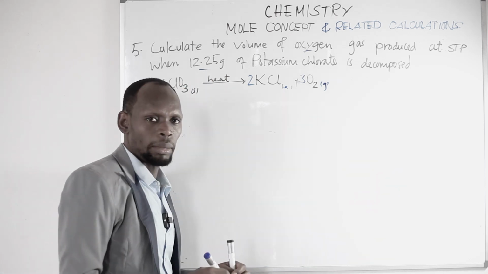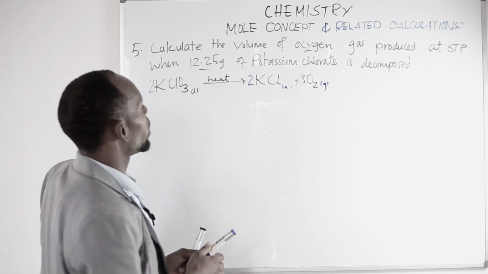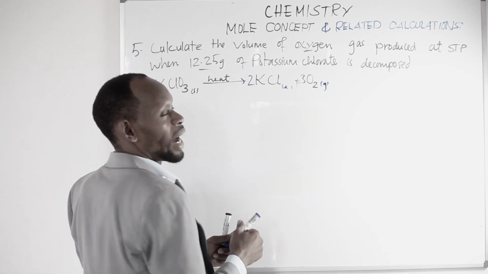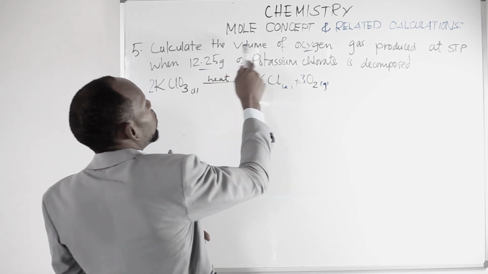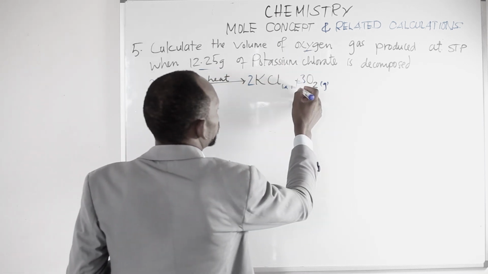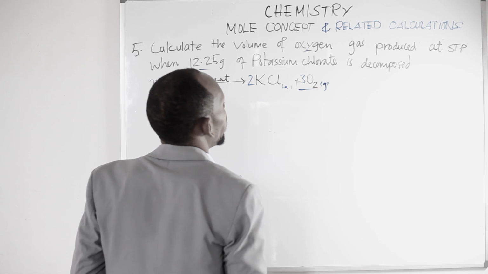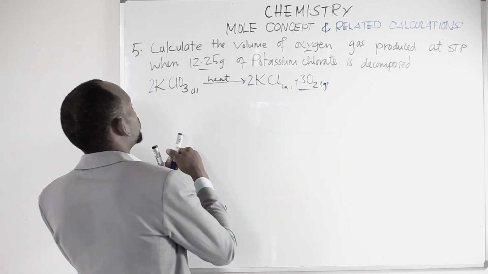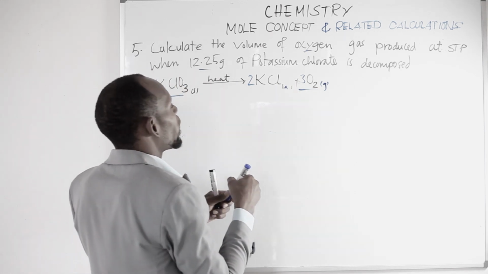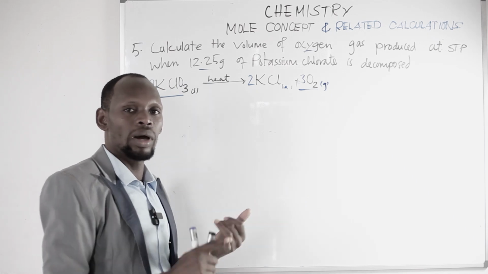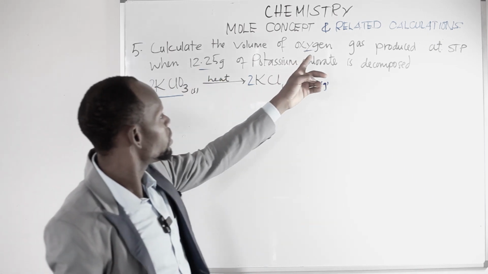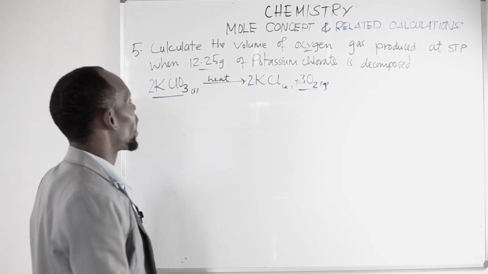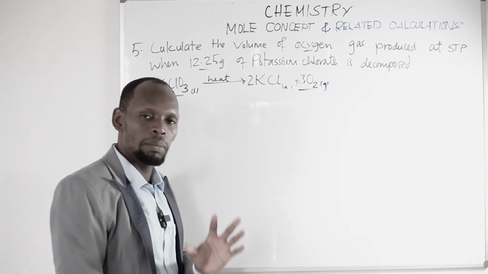So that is step number 2. Another step: I said that you underline the asked term and the given data. So volume of oxygen, underline this, is the one you are asked, and the data that you are given is potassium chlorate. You underline the important terms, the asked one and the given one. Now start comparing.